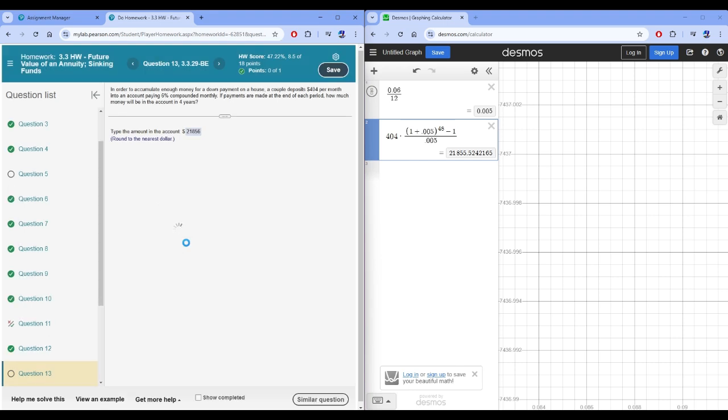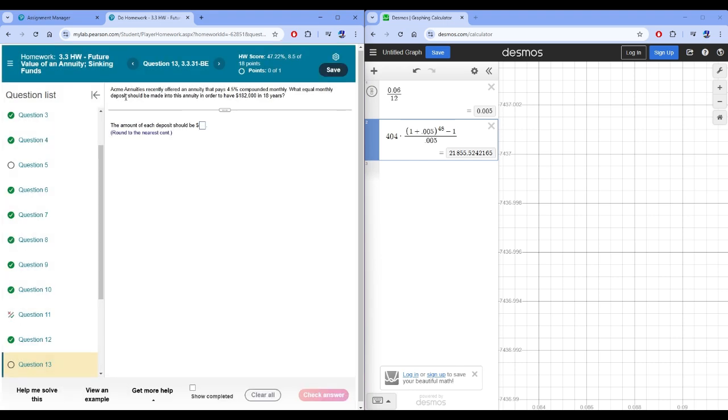$21,856. Cool. Acme Annuities recently offered an annuity that pays 4.5% compounded monthly. What equal monthly deposits should be made in this account in order to have $182,000 in that many years? So I'm just going to say that this is going to be equal to 182,123 equals X.